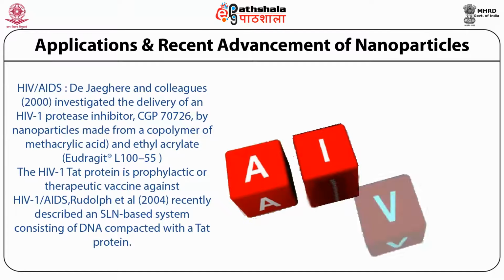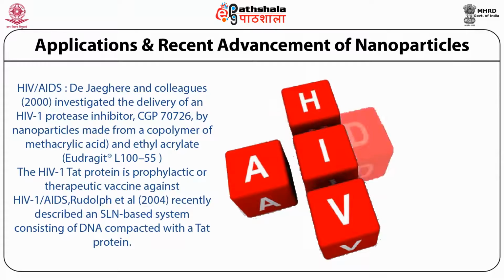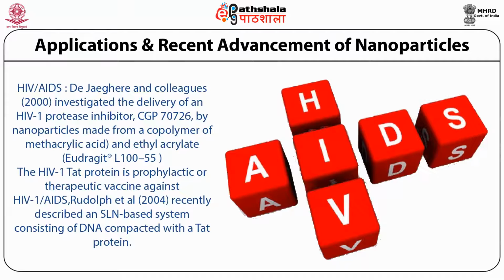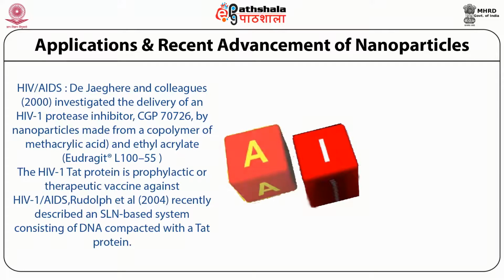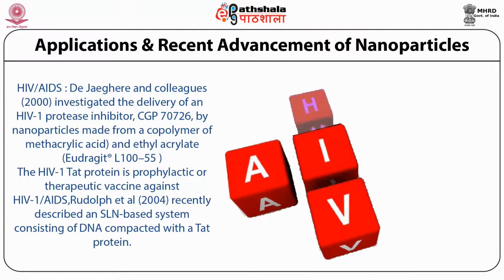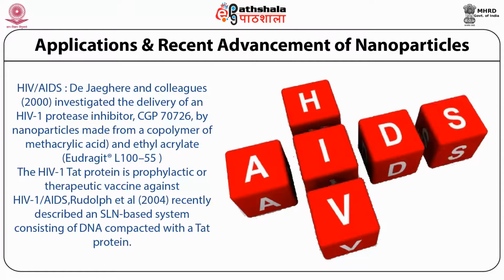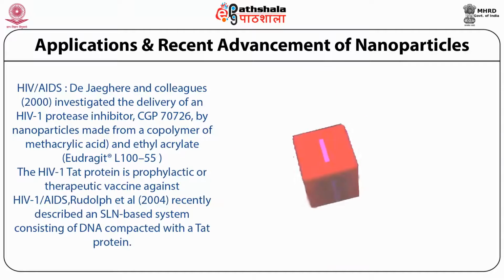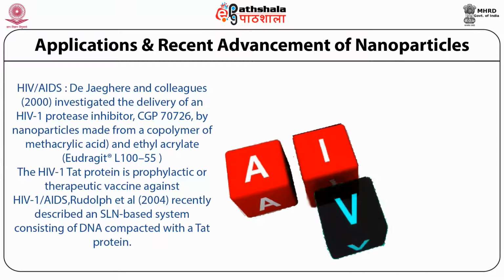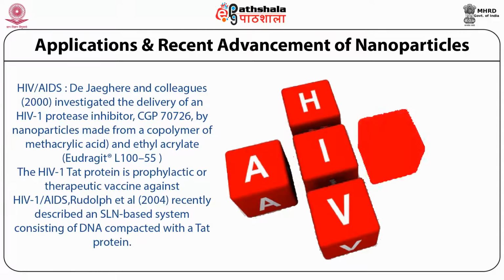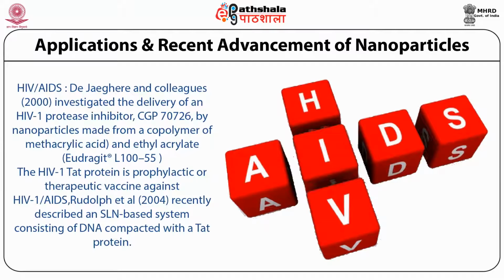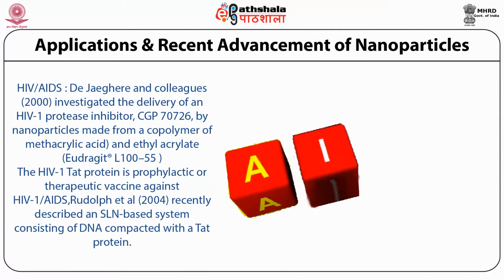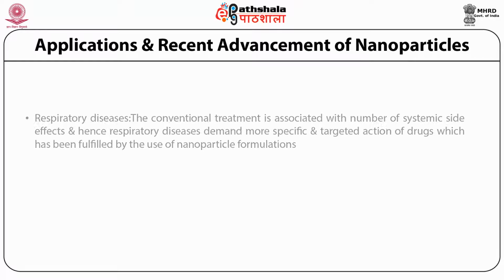D. Jangri and colleagues in the year 2000 investigated the delivery of an HIV-1 protease inhibitor CGP70726 by nanoparticles made from a copolymer of methacrylic acid and ethyl acrylate, that is Eudragit L155. The HIV-1 TAT protein is a prophylactic or therapeutic vaccine against HIV-1 AIDS as per the study of Cafaro et al. 1999 and Caputo et al. 2004. Rudolph et al. in the year 2004 recently described an SLN based system consisting of DNA compacted with a TAT protein. Application of nanoparticles in respiratory diseases.